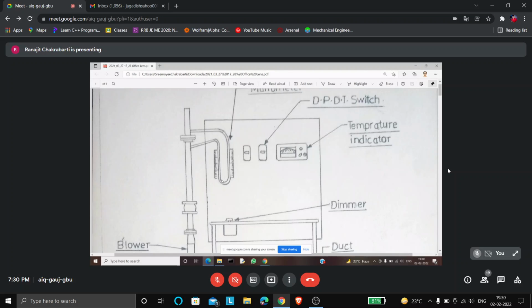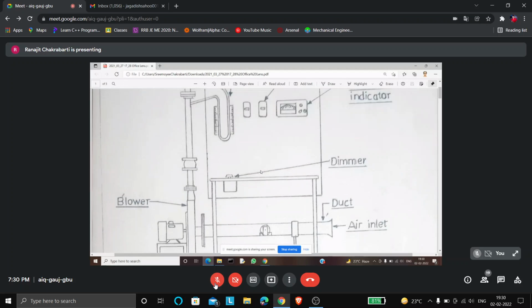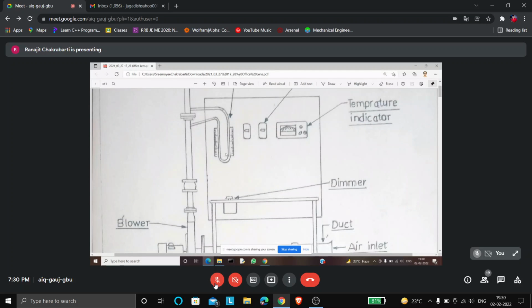Now, when we know the airflow quantity, why are we measuring that? Any question? The U-tube manometer. Should I explain again? In this, it is basically a U-tube.